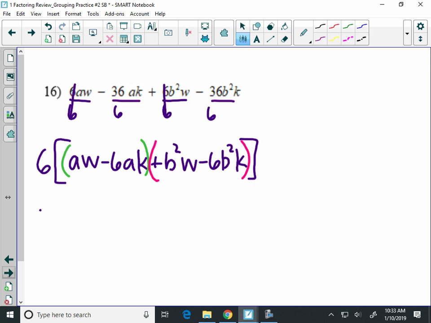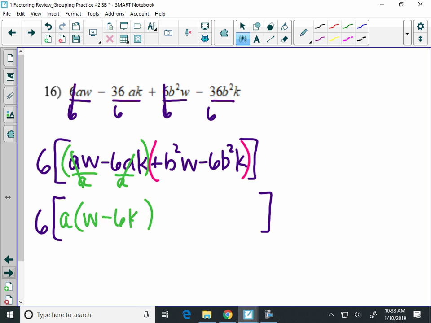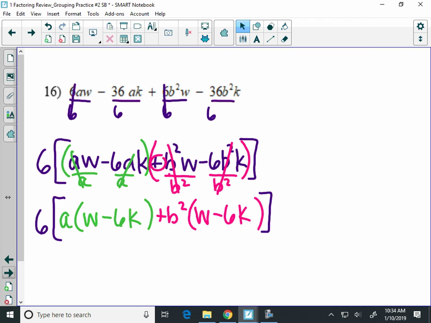So that 6 I write down again in front of my parentheses. aw and 6ak both have an a. So that's all I'm going to pull out here is an a in front. And when I pull that a out, the a's go away and I have w minus 6k. The second set, they both have b squared. I'm going to pull out a positive b squared because the sign is positive. Inside those parentheses, that cancels. I'm left with w minus 6k. So even though it looked gross, it's a good thing because the parentheses are the same.